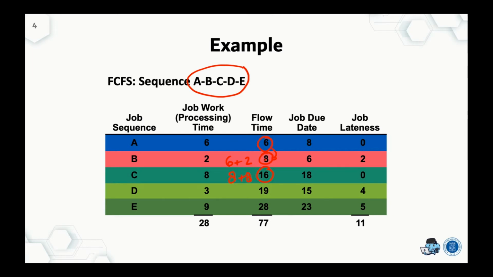When we compare with the due date, the information we already know, we can evaluate the job lateness. For example, the completion of job A is at time 6 and the due date is 8, so there is no lateness. We can meet the due date in this case. But job B finishes at day 8, and the due date is day 6, so it is late by 2 days. Job C has no lateness. Job 4 has lateness 4 and job 5 has lateness 5. So in total, job lateness is 11 and the flow time in total is 77, while the job processing time in total is 28.